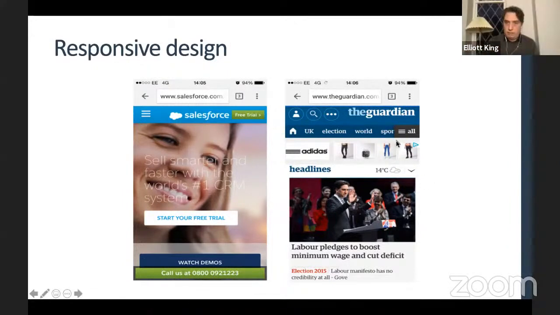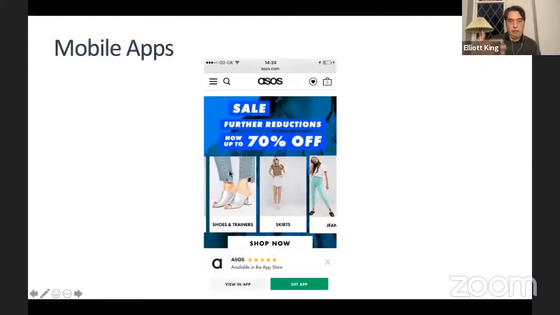You always get this little feature where you get the three different lines. So instead of having a big long menu, which wouldn't fit on a mobile device, you've got the three lines, and we all intuitively know how to engage with that. So that's responsive design. And then we're all familiar with mobile applications.